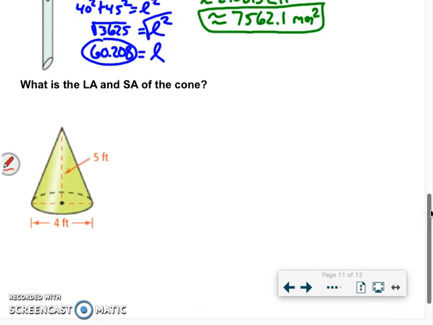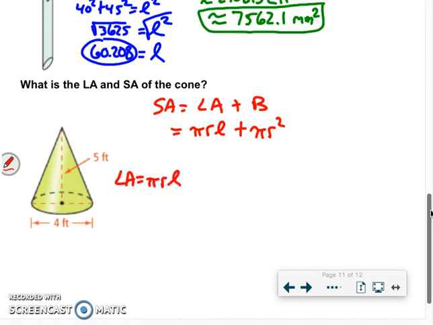All right, this one asks for both LA and SA. So again, the surface area is LA plus B, but specifically for cones, that's pi RL plus pi R squared. But we can find them separately since they do ask for LA as part of the answer. So LA is pi RL, which means we have to make sure we know what both of those are. The radius is going to be 2 since the diameter is 4. L is something we don't know. They gave us this 5, which is the height. What we need is L.